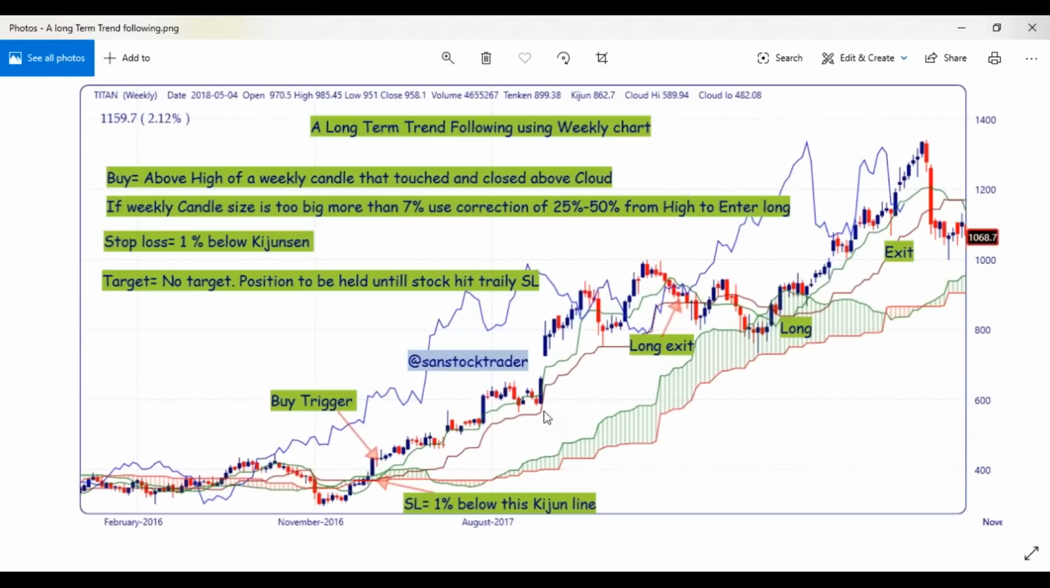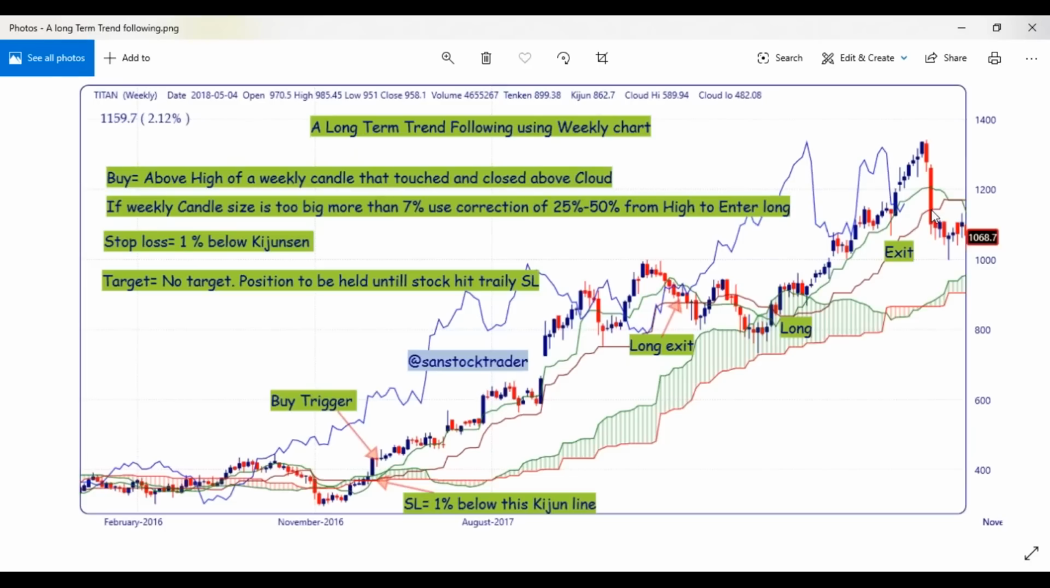Till then, we will keep trailing the stop loss with the Ichimoku chart. So here one can see a nice long trigger around the 500 level, and then the long exit came around the 850 level. Then we got one more long here, and we immediately got triggered out within a couple of weeks. Then once again the system gave a long around this level, around 900, and that exit came around 1100.